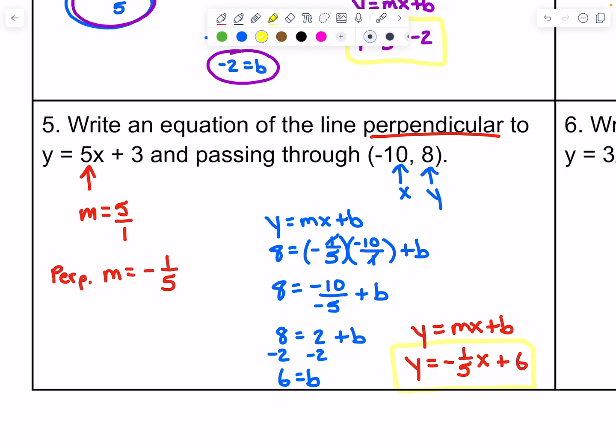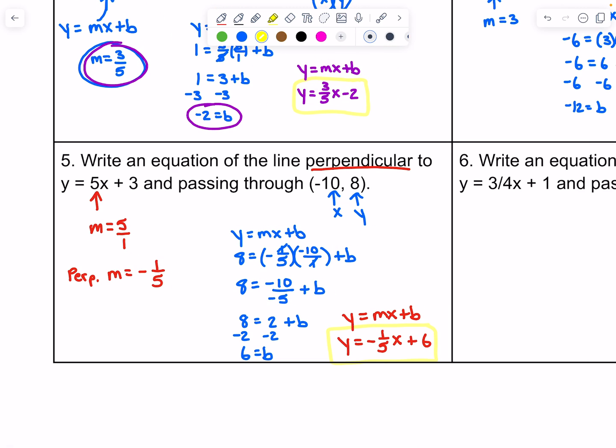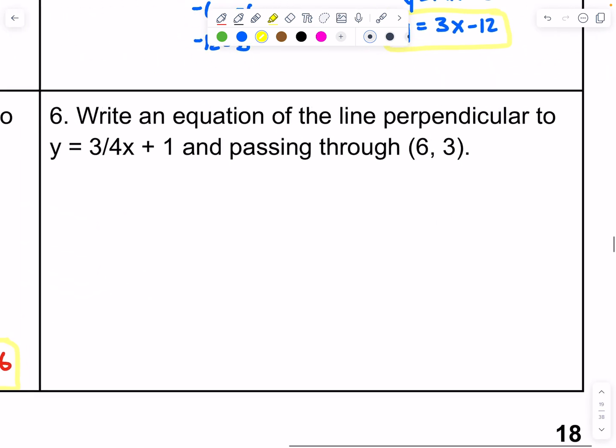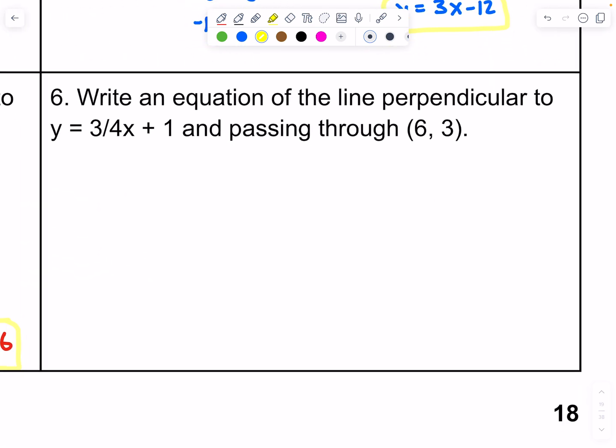Let's just look at one more example. So number 6 says write an equation of the line perpendicular to y equals 3/4 x plus 1 and passing through the point (6, 3). So the slope of this line is 3/4. So the perpendicular slope to that would be -4/3, because it was positive, so we've got to change the sign, and then we have to flip the fraction around so that the 4 is now in the numerator.